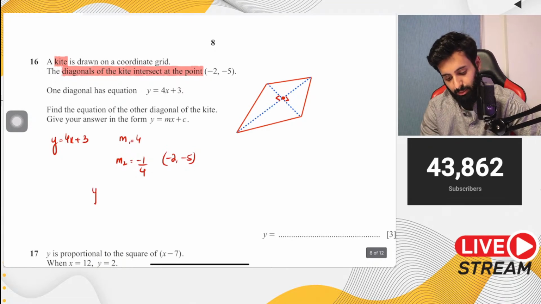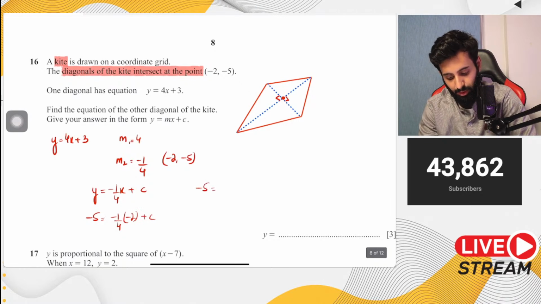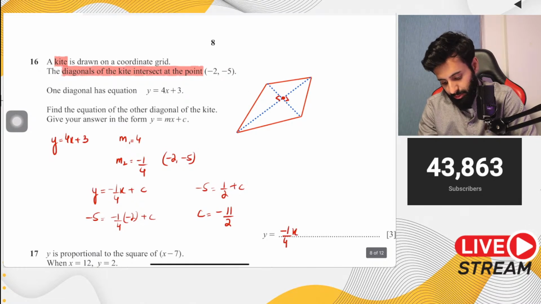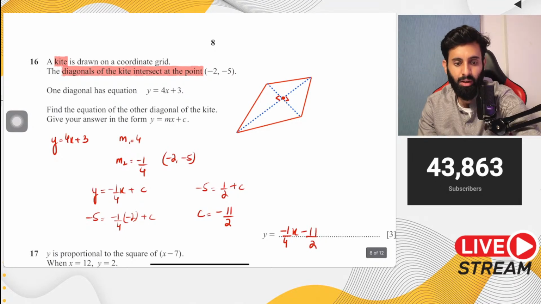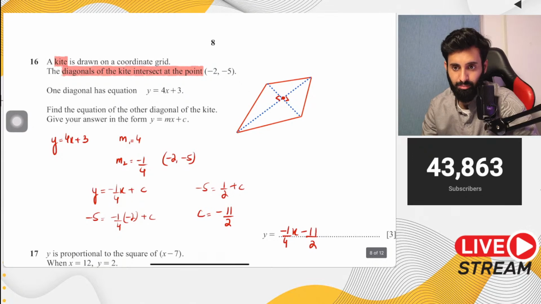All we have to do now is form an equation. So y equals -1/4 x plus c. In place of y, you replace -5. In place of x, you plug in 2. So the minus gets cancelled. Now we have -5 equal to -1/2, plus c. So c is equal to -5 plus 1/2, which is equal to -11/2. And now we have y equals -1/4 x minus 11/2, the equation of the other diagonal. So this paper has a challenging question, by the way.